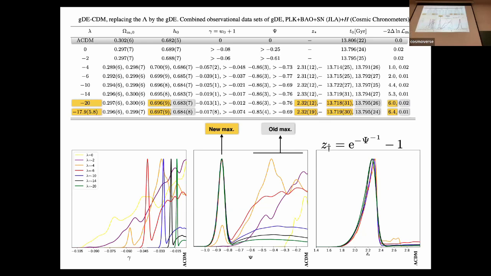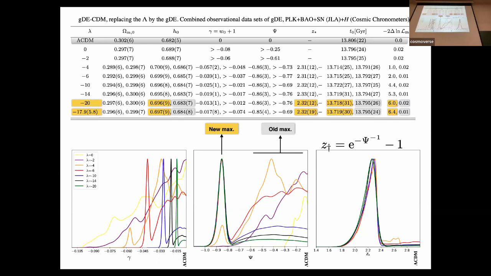When we look at the other side, here we have lambda CDM for lambda 0 and lambda -2, and the peak is still at lambda CDM. Notice that a new peak started to appear there. At -4, this peak is larger than the peak of lambda CDM. Then, when we go to -6, we found a new peak here.